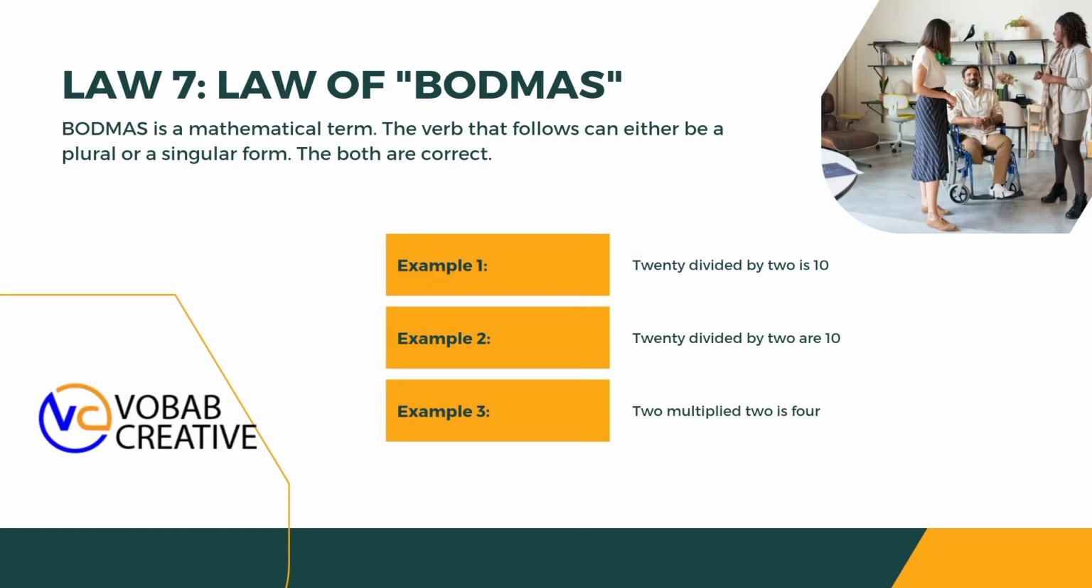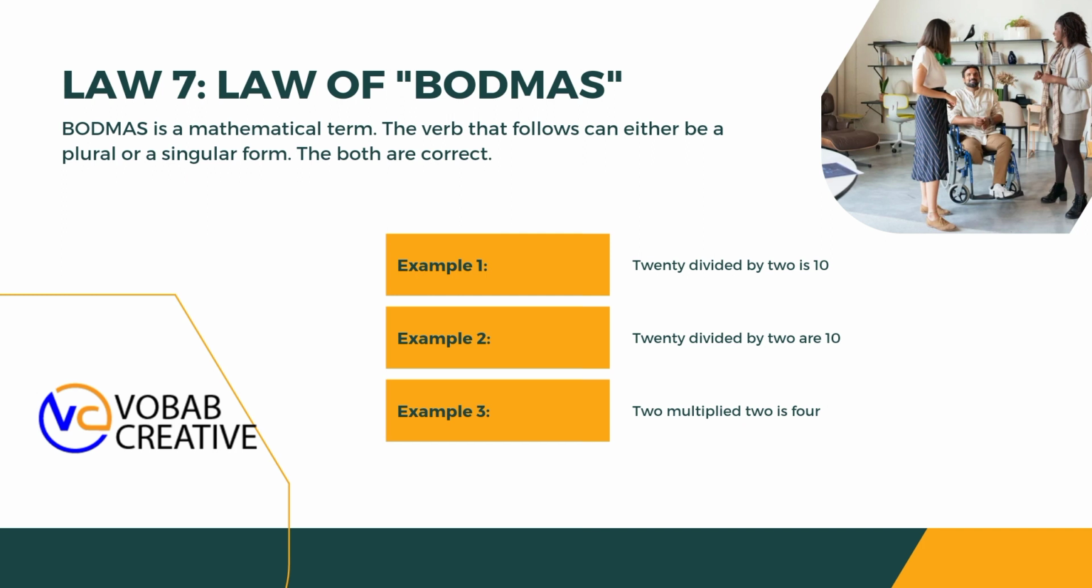In this class, we are going to look into two laws, which are Law 7 and Law 8. The Law of Bodmas, what does that mean? Bodmas is simply brackets, division, multiplication, addition, and subtraction. That is a mathematical term. The verb that follows can either be a plural or a singular form. They are both correct. Now, I'm saying this, I'm 100% sure that you might not really understand it, but when we get into the example, you will be able to understand what I meant by that.